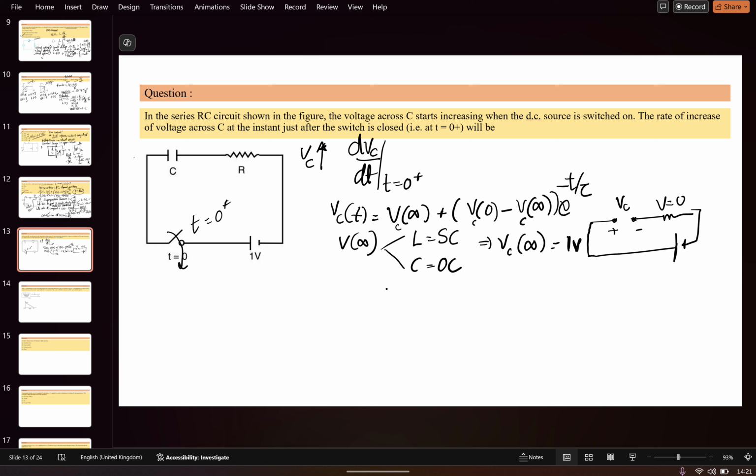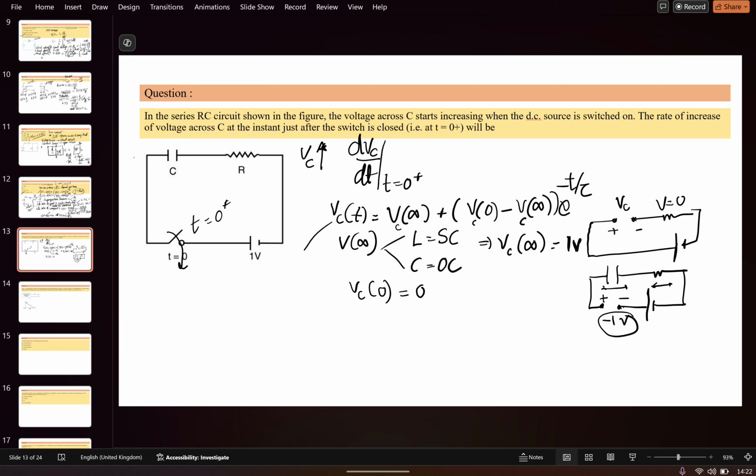Okay, got it? Similarly, VC0, when the switch is open. The circuit was like this: the capacitor, the resistor, the switch is open, and this was the 1 volt. If it is open, no voltage appears across the others, so all the voltage appears across the switch only. So the switch voltage will come out to be -1 volt, and the voltage across the capacitor is 0. VC0 is equal to 0.